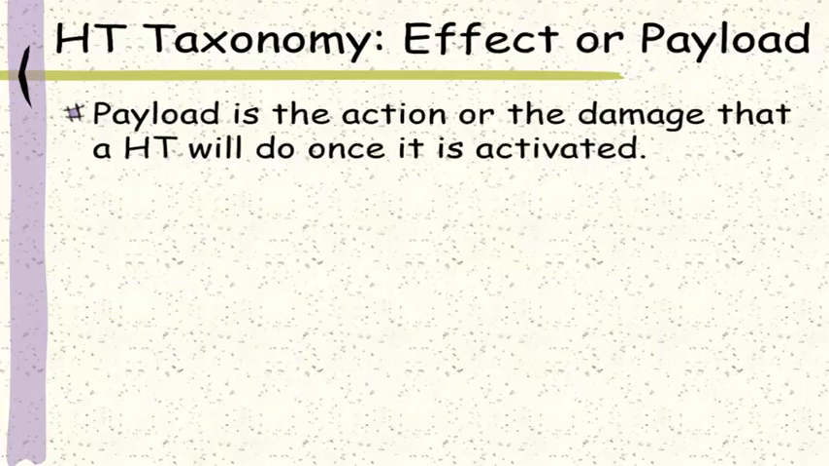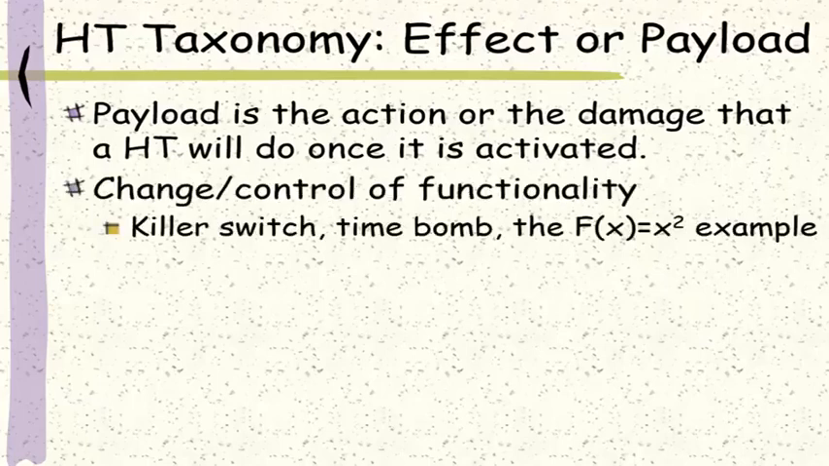The payload is the action or the damage that a hardware Trojan will do once it is activated. We have mentioned from the very beginning there are three major types of damage or malicious purpose a hardware Trojan may have. First, it may try to change or control the functionality of the system. Examples include the killer switch we have mentioned earlier, the time bomb, and the simple f(x) equals x squared example we showed last time.